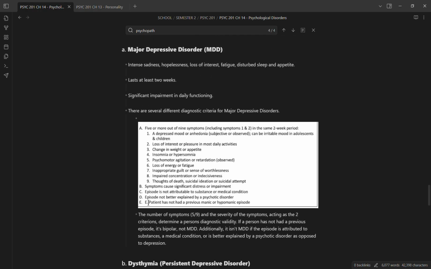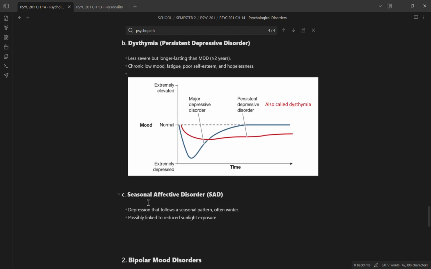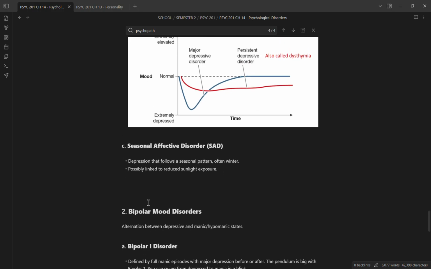Finally, again, our unipolar disorders, we've gone through MDD and dysthymia. Now we have seasonal affective disorder. Essentially, it is depression that follows a seasonal pattern. It's usually winter for most people, and it's possibly linked to a lack of sunlight exposure. Those are our unipolar disorders.